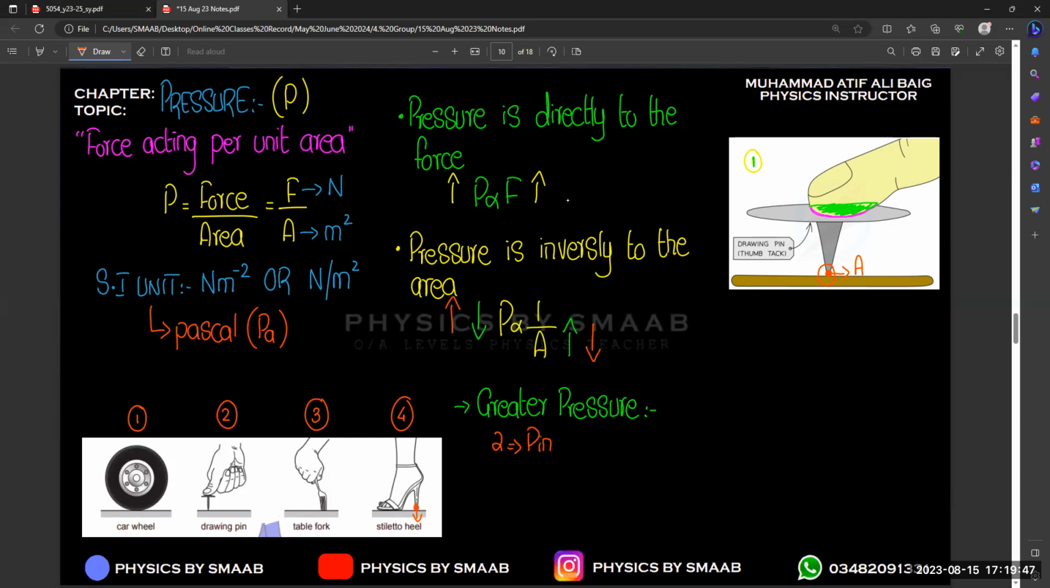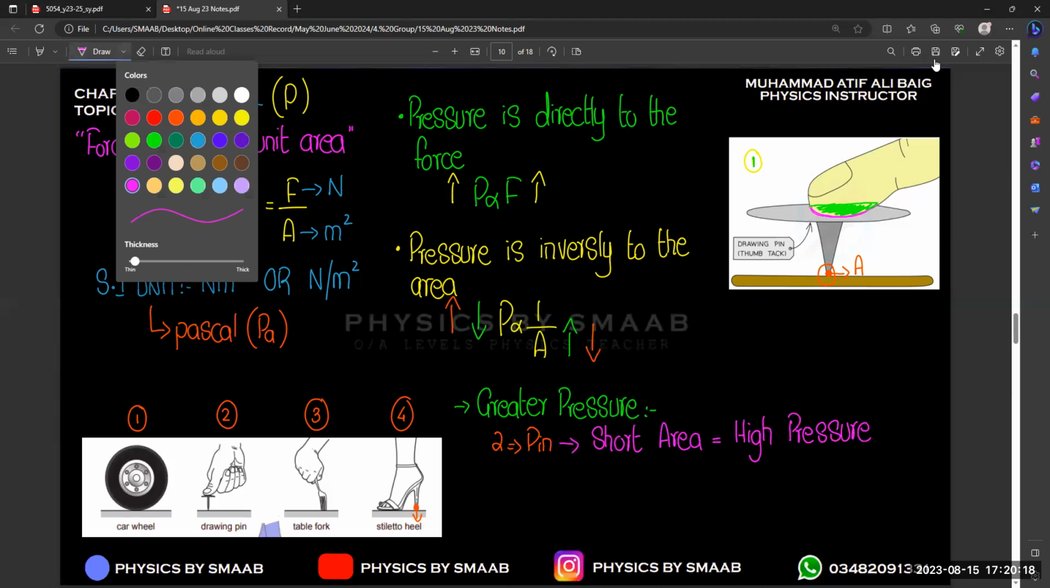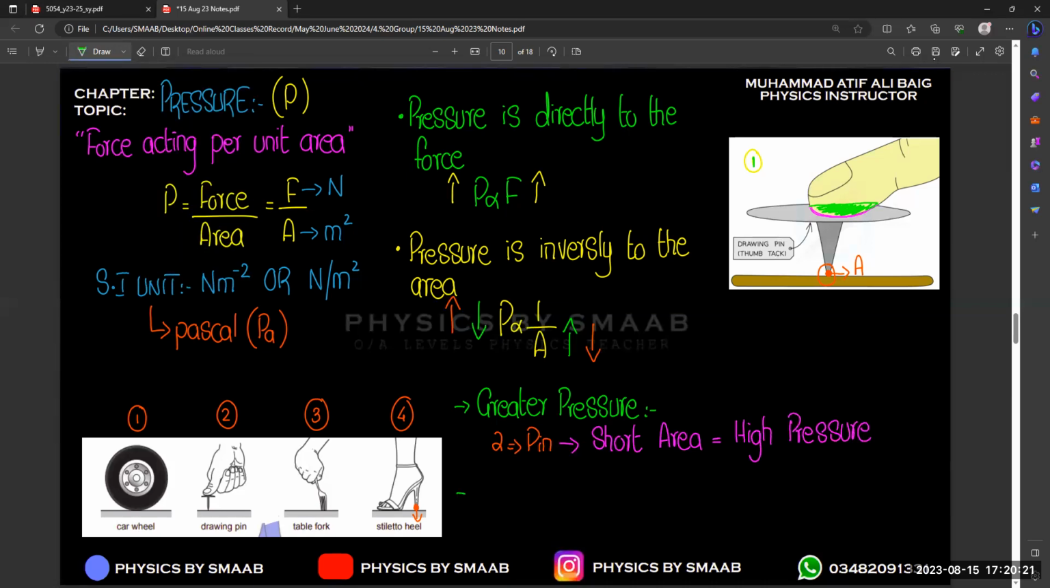And let's suppose if you want to write a short reason just to remember after the class. So that is a short area, and short area will give you greater value of pressure. And if we want to find out the lowest pressure, so then which example do you choose?